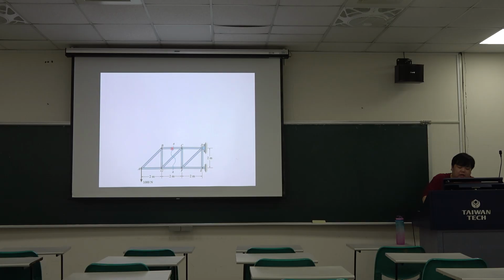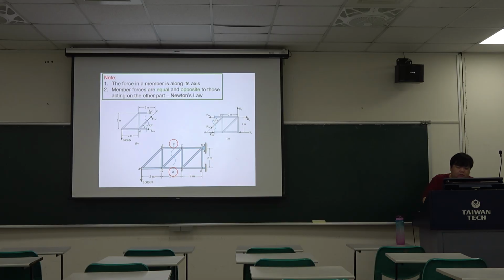Just like this section A, which cuts through the three members, then we can draw the left part free body diagram like this. Then we can also draw the right part free body diagram, like this. So this is a note: the force in the member is along its axis. So like this part, when we cut this, the force is just along its axis.